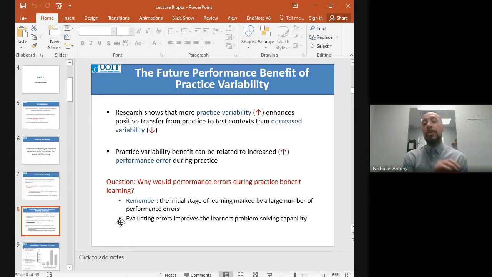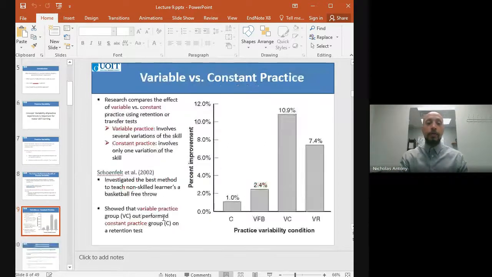So they generally say evaluating the errors allows for the learner's improved problem solving ability. And so this was this study here that sort of analyzed whether or not this was a factor or true. And what this study was looking at was teaching non-skilled individuals how to shoot a basketball free throw. So they took people that had no experience and were going to teach them how to shoot a free throw. So it's actually a closed skill.